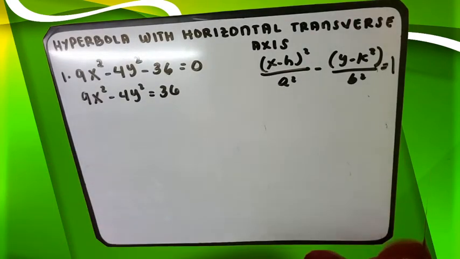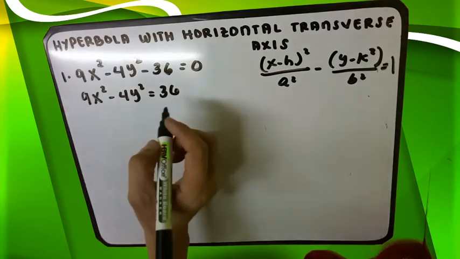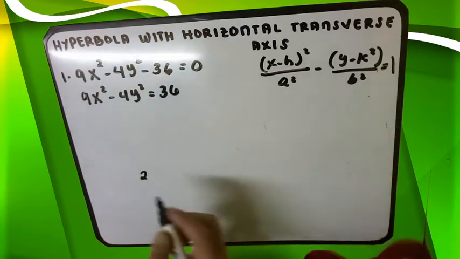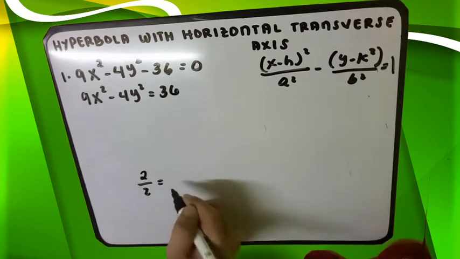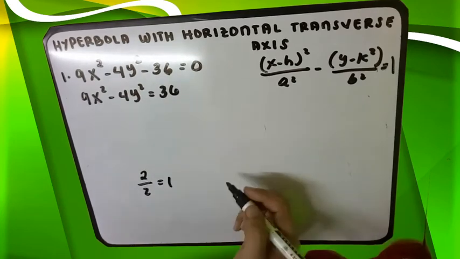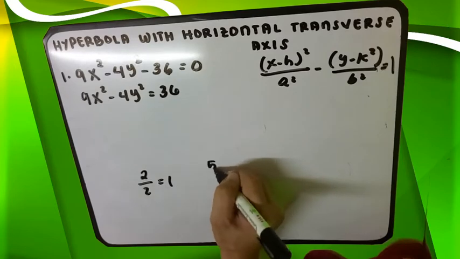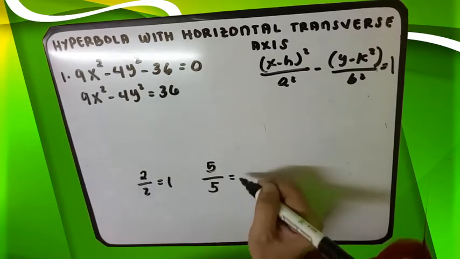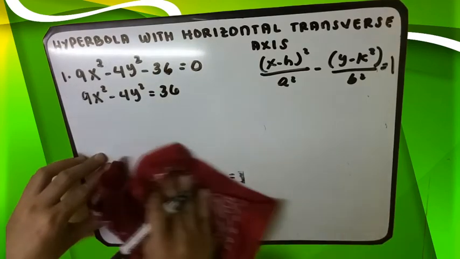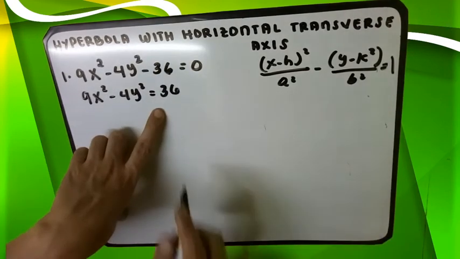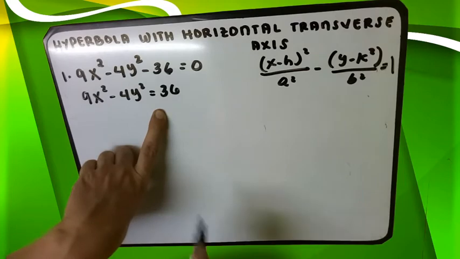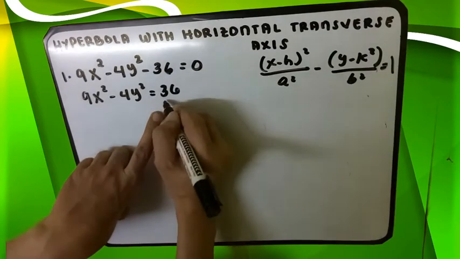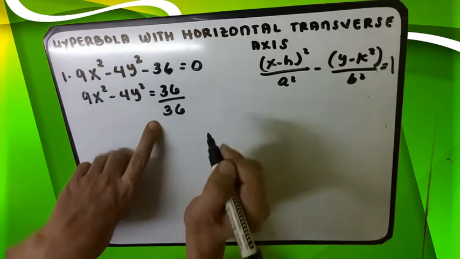And then para maging 1 siya, kailangan nating i-divide. Halimbawa, 2: para maging 1 siya, i-divide natin by itself, which is 2, kaya magiging 1. Halimbawa, the given number is 5. Para maging 1 siya, i-divide natin by itself or 5. Kaya si 36, naka-equate tayo ngayon kay 36. Para maging 1 siya, i-divide natin siya by itself, which is 36.